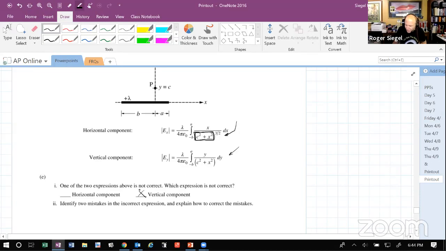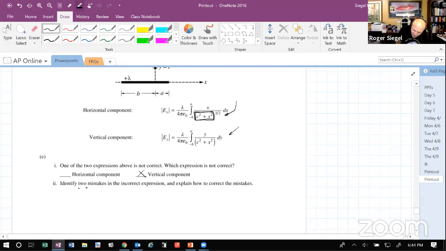The vertical. Now look at how these guys at AP, I tell you, they always make it so hard. Two mistakes, and you're like, wait a minute, two? I thought it was just because it was this one. But take a good look. Take a really hard look. When you integrate, which way do you integrate?